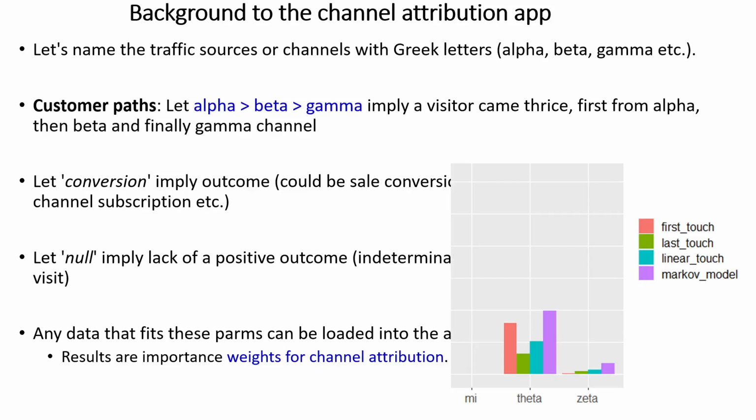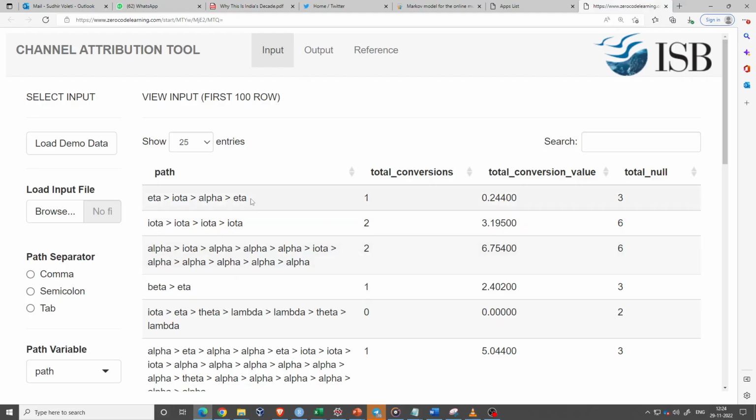So this is what the results will look like. And you can see the different attribution schemes, first touch, last touch, linear touch, and the Markov model are available for each different channel. Okay, so this is what will come. Let's have a look at this. For this, we will have to go to the Outputs tab.